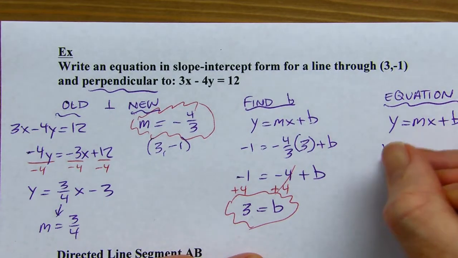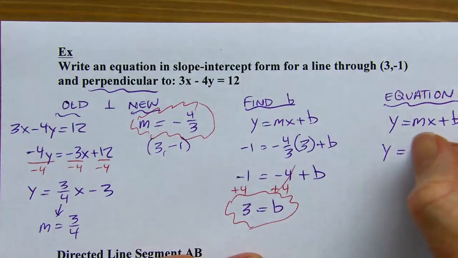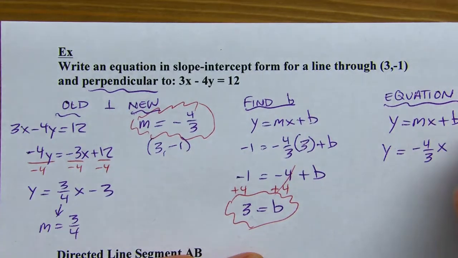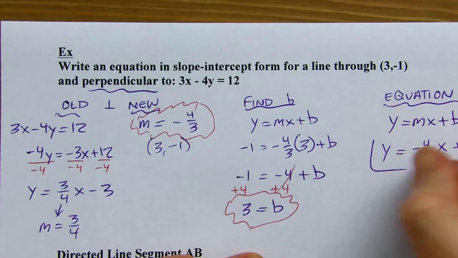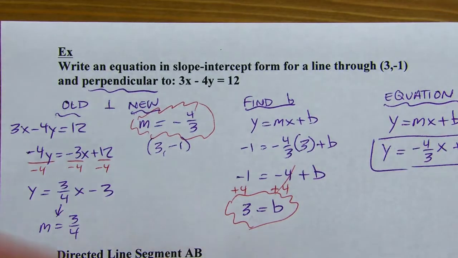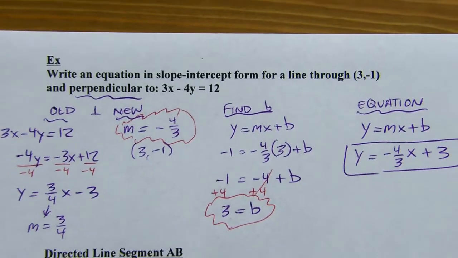Okay, so the slope was -4/3, and b is 3. And there we go. Oh, off screen again. There we go.